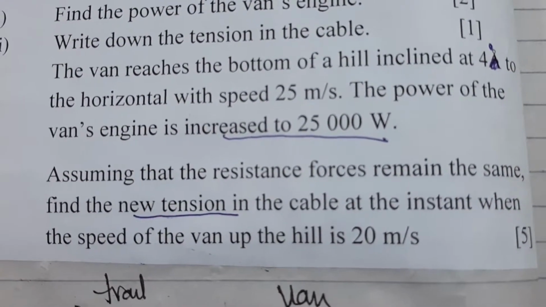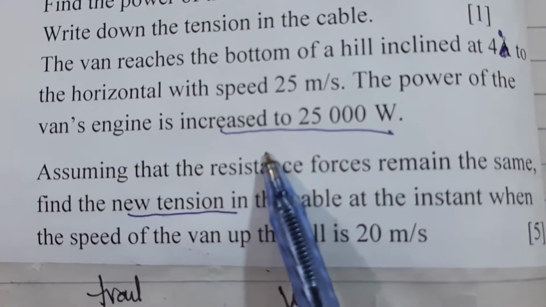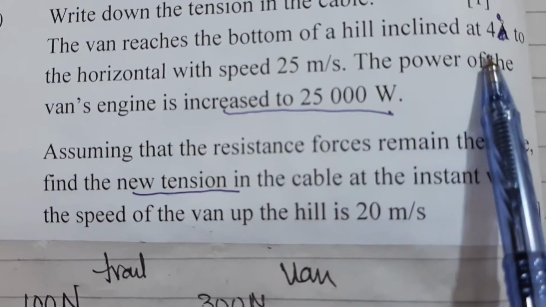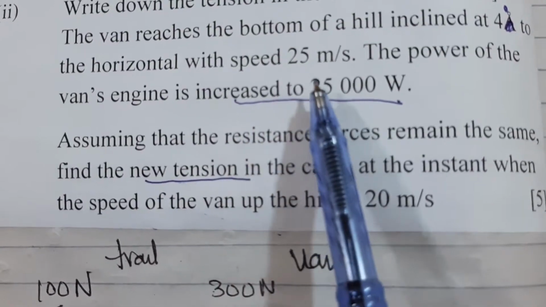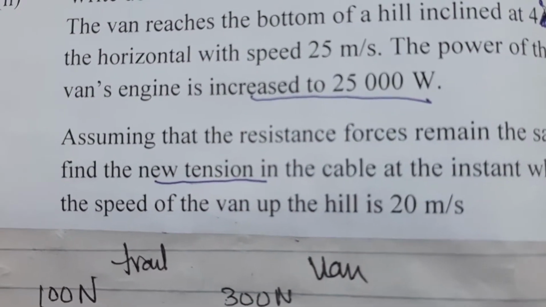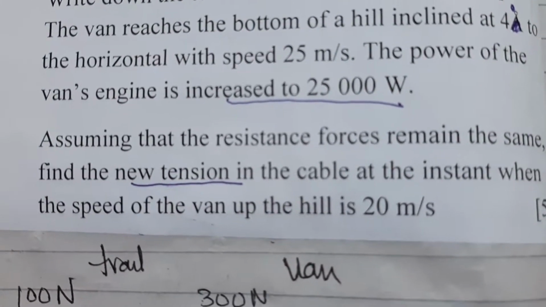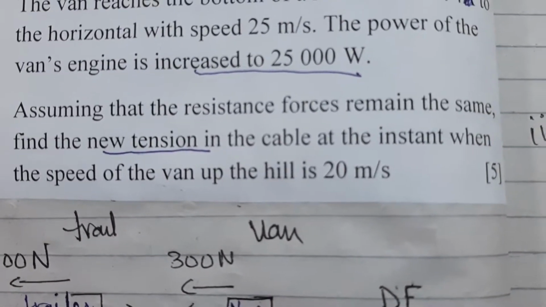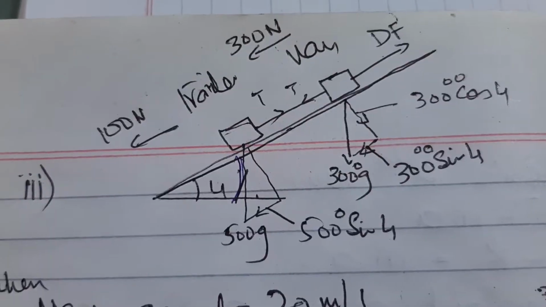Okay, so the third part of the question is that now the trailer and van reach the bottom of the hill, and the incline of the hill is 4 degrees. The speed is 25 meters per second, and the power of the car engine is 2500 watts. Now you have to find the tension in the cable when the speed of the van on the top is 20 meters per second. So let's see how we will do it.